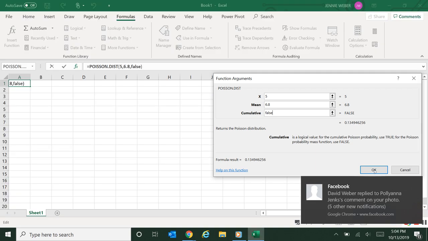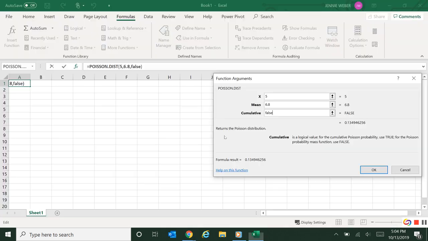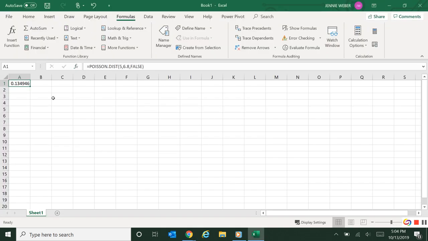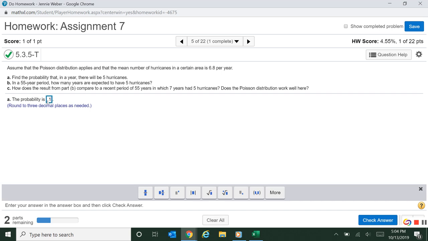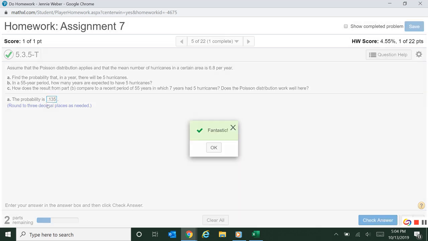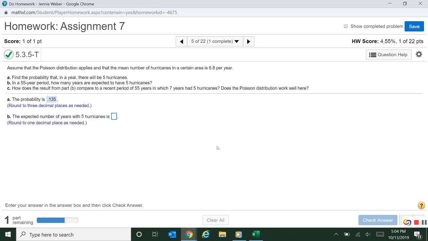Okay, so this is the big thing to keep track of here. That's probably the hardest part. So I'm going to put OK, if it'll work for me. There we go. So then my answer here is 0.135 because they want 3 decimal places. Okay, so that's the probability that we got 5 hurricanes in 1 year based on our mean.